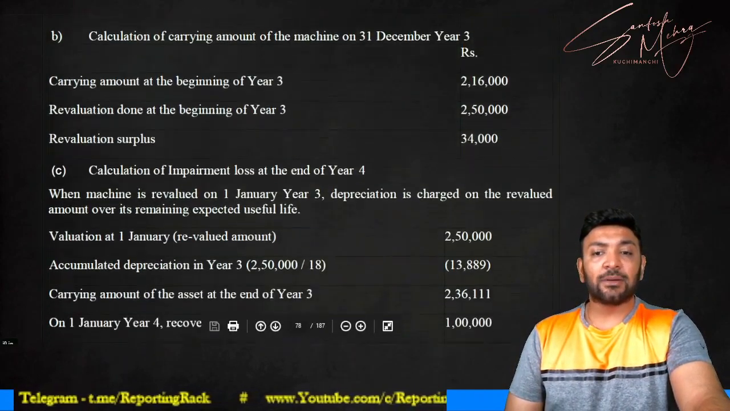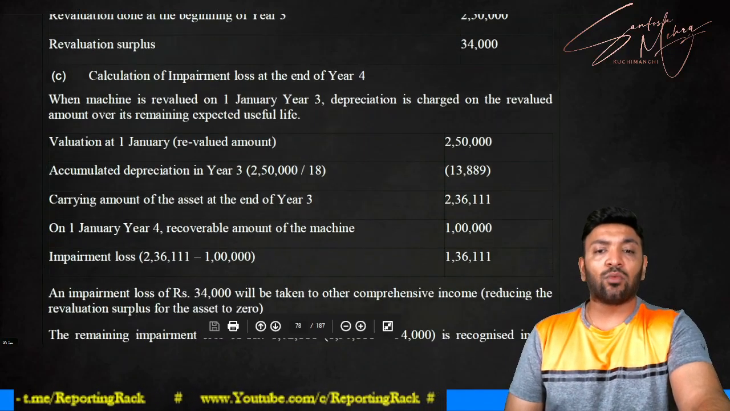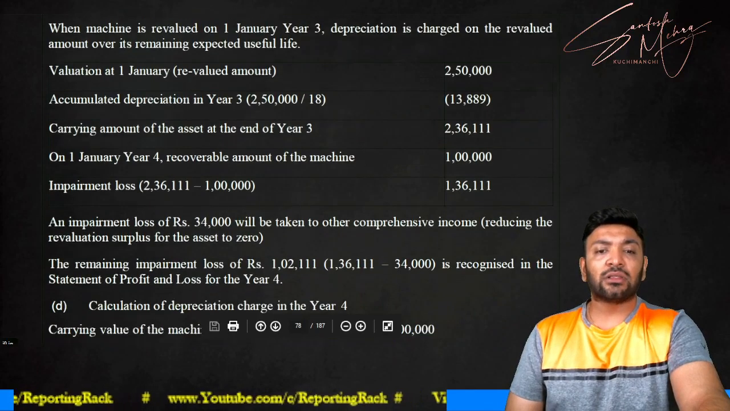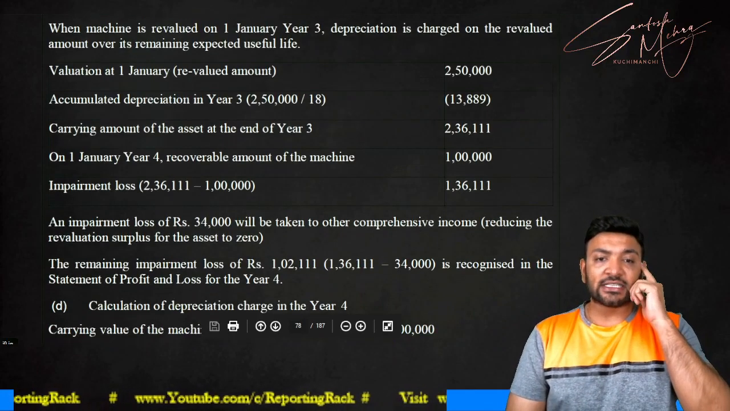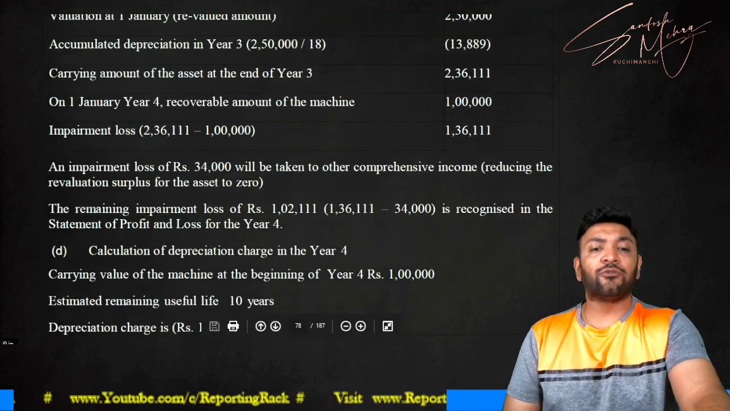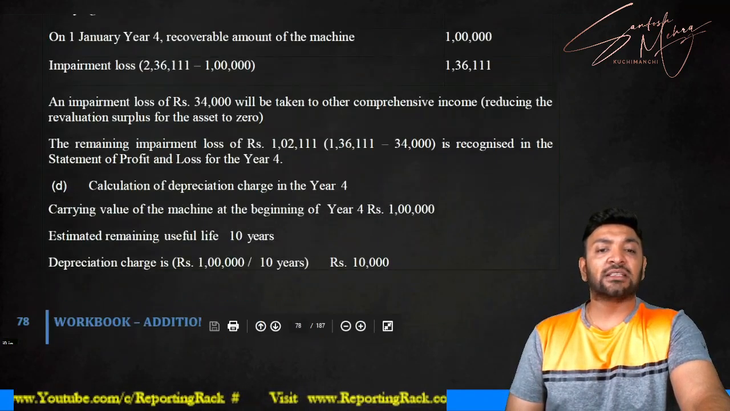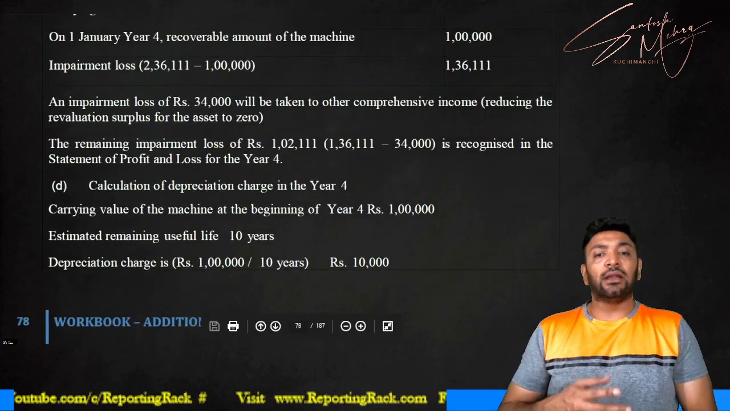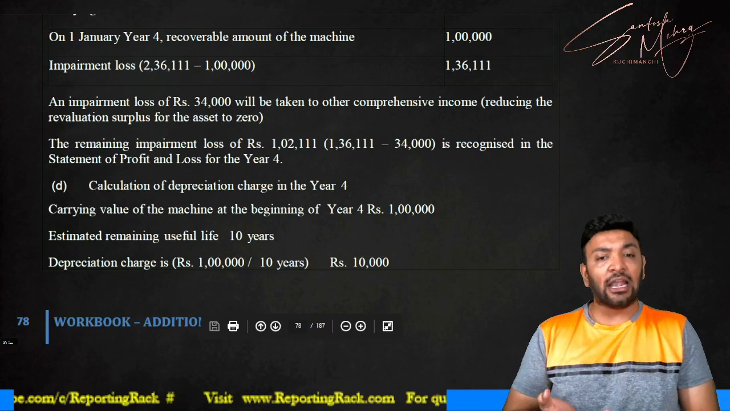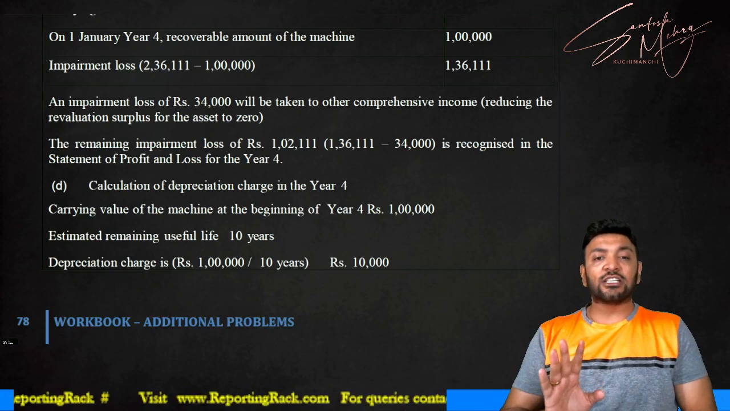Yes, revaluation surplus is 34,000. Impairment loss is 1,36,111. Correct. 34,000 is transferred to revaluation surplus, and 1,02,111 is charged to P&L. Year 4 depreciation is 10,000. And finally, the carrying value of the asset should have been 90,000. We did not identify the carrying value at the end of year 4, but I've done even that for you. So the entire question is solved.